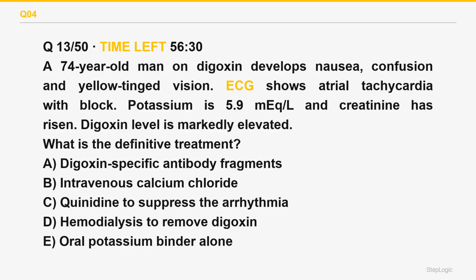What is the definitive treatment? A 74-year-old man on digoxin develops nausea, confusion, and yellow-tinged vision. ECG shows atrial tachycardia with block. Potassium is 5.9 milliequivalents per liter, and creatinine has risen. Digoxin level is markedly elevated. Read the command. The definitive treatment. Severe digoxin toxicity has one specific antidote, and two of the alternatives are actively harmful.